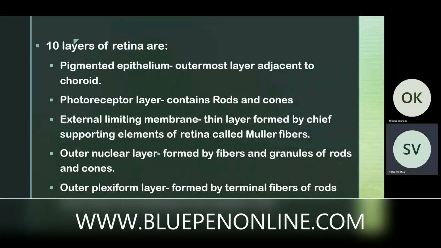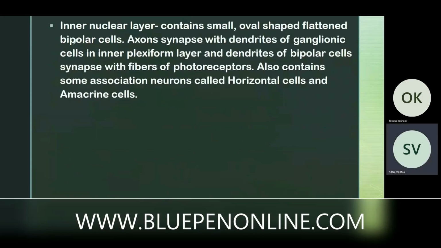Then next comes the inner nuclear layer. The previous one was the outer plexiform layer. Then comes the inner nuclear layer. It contains the bipolar neurons or the bipolar cells. These bipolar cells have connections, or they'll pass the information. They'll collect the information from rods and cones, and they'll pass the information to another group of cells or neurons called ganglionic cells, which is seen in the next portion.